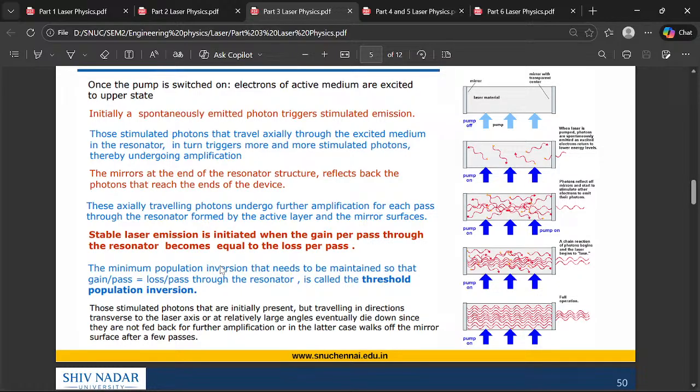So in each cycle, when the gain is equal to the loss, since energy gets lost in the reflection, it reaches the stable state of the lasing reaction. The minimum population inversion needed to maintain the gain equal to the loss per pass through the resonator is called the threshold population inversion. So we must reach that threshold so that the lasing action will be stable.